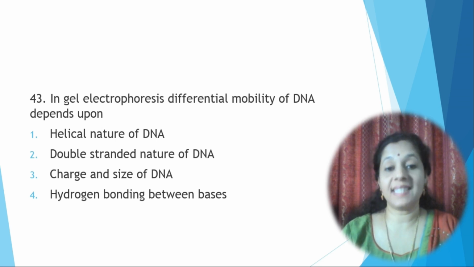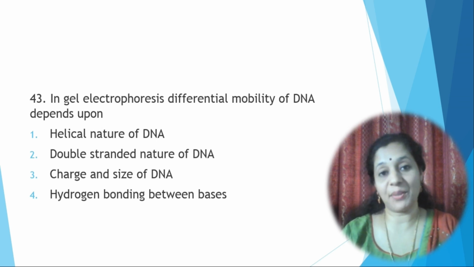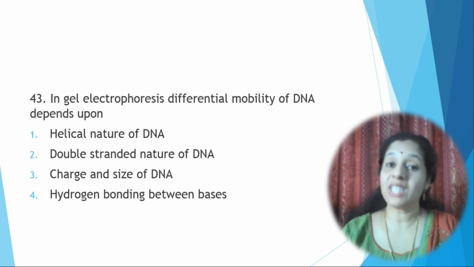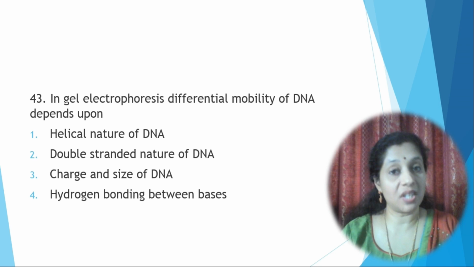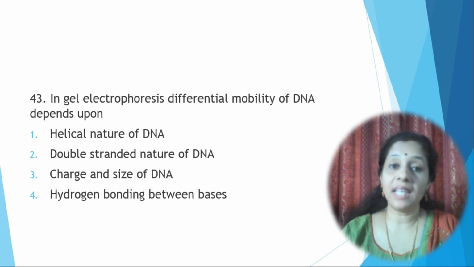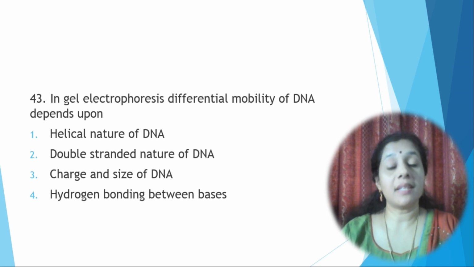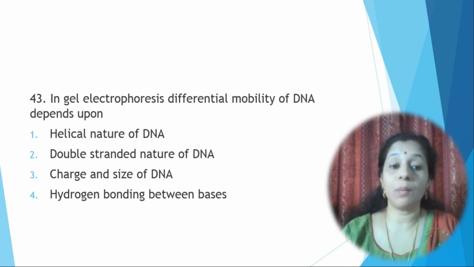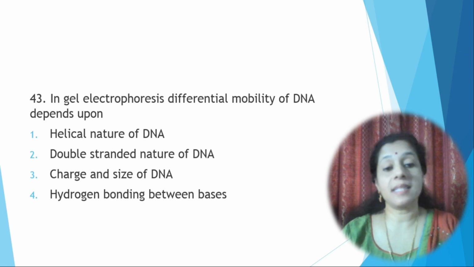In gel electrophoresis, differential mobility of DNA depends upon two factors. One, charge of the DNA, that is negatively charged DNA moves towards the positively charged anode. Also, the sieving effect of the agarose gel. Based on the molecular size, the heavy DNA will move slowly, whereas the light DNA or the completely fragmented ones move very quickly. So here option 3 is the correct answer, charge and size of DNA.